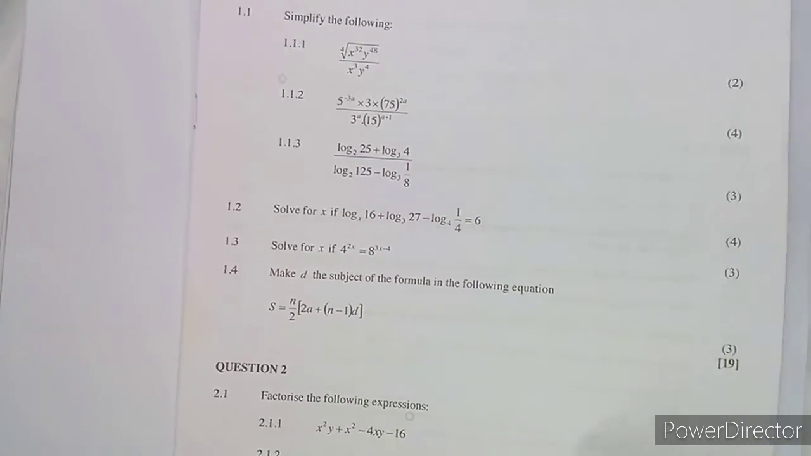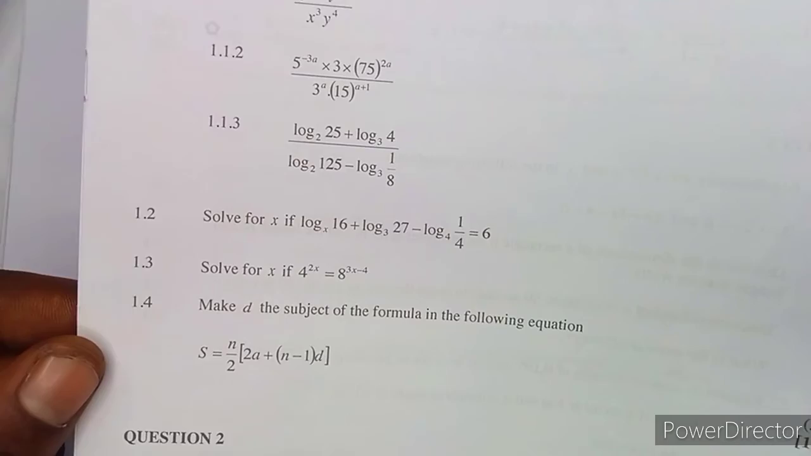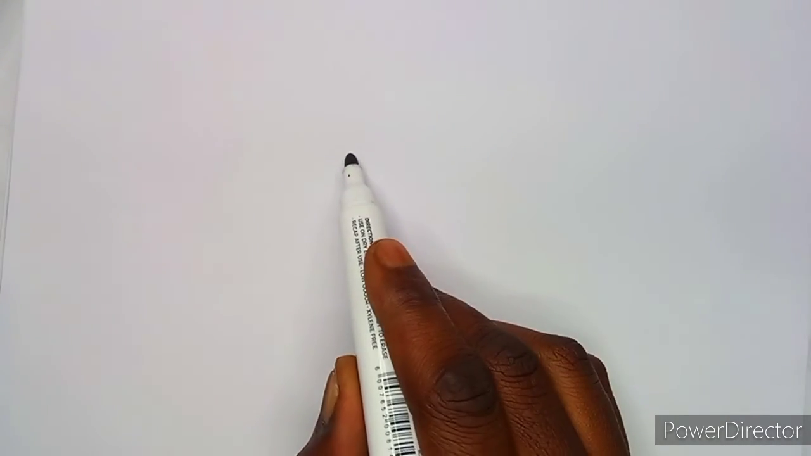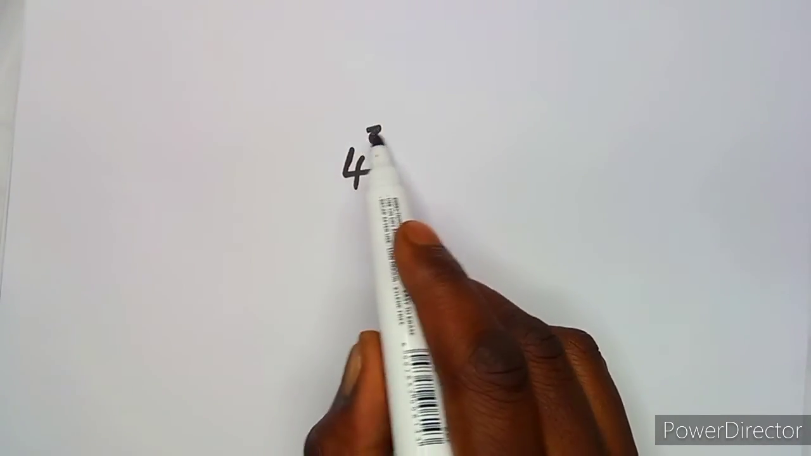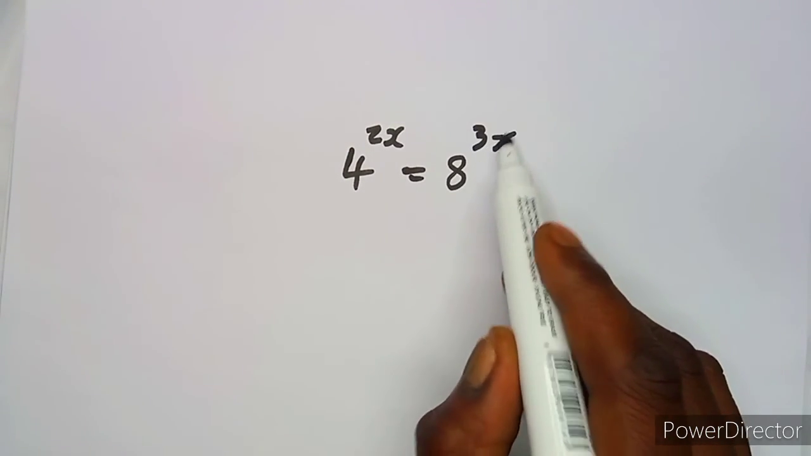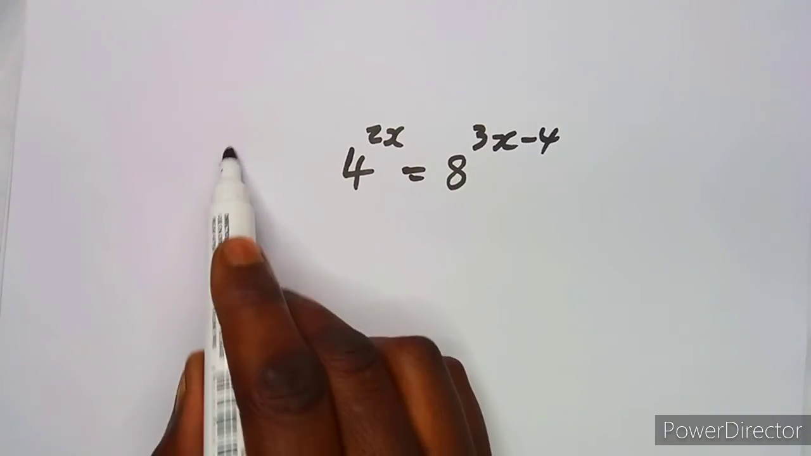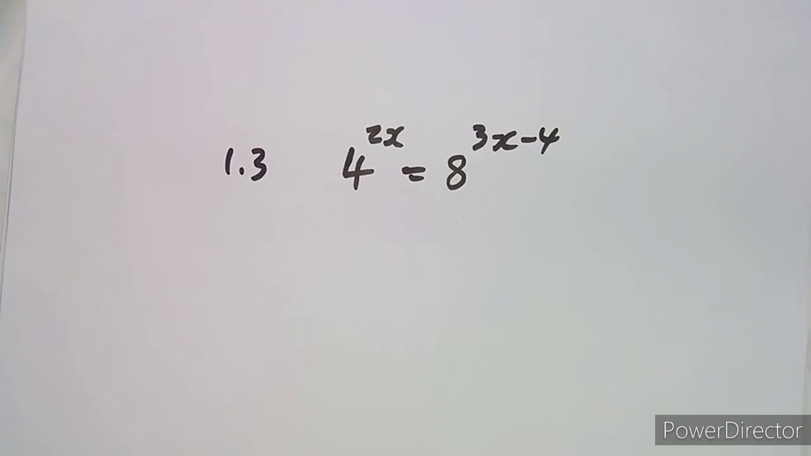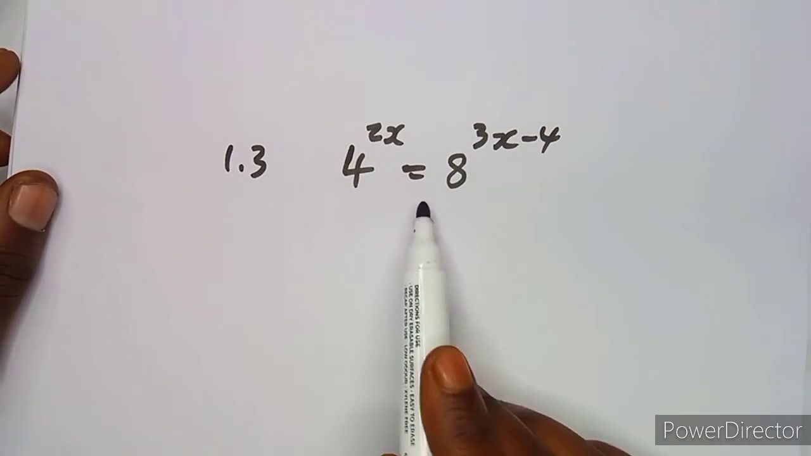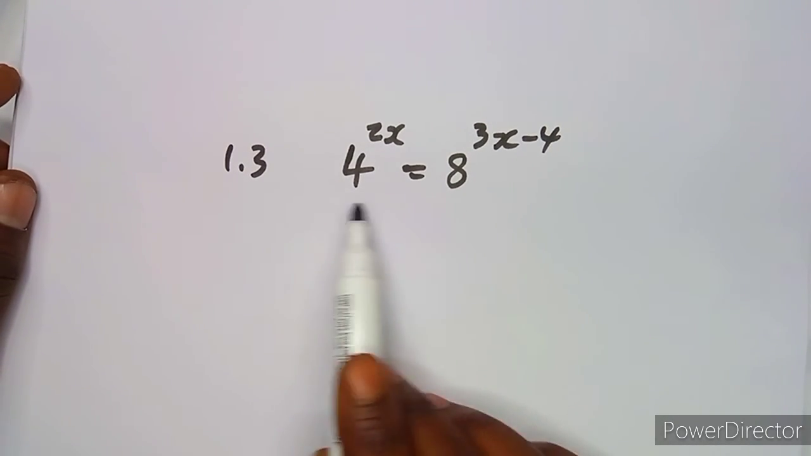1.3, solve for x. Okay, so we're asked to solve for x. This one is pretty direct. 4 to the exponent of 2x is equal to 8 to the exponent of 3x minus 4. You're solving for x, and this is 1.3. All right, so how can I solve for x in this case? Take note, it's a condition of the bases here. You have to make sure that the bases are the same on a condition like this.